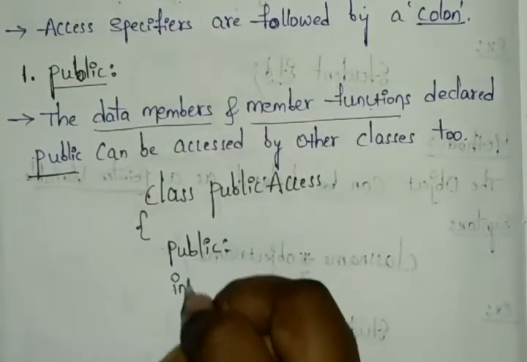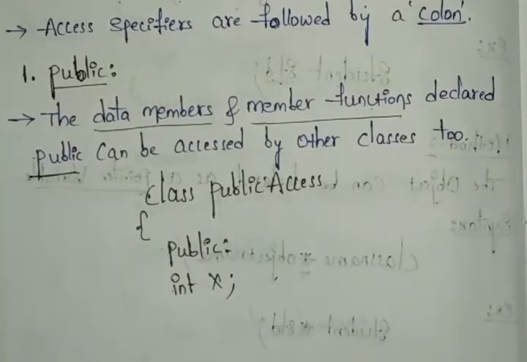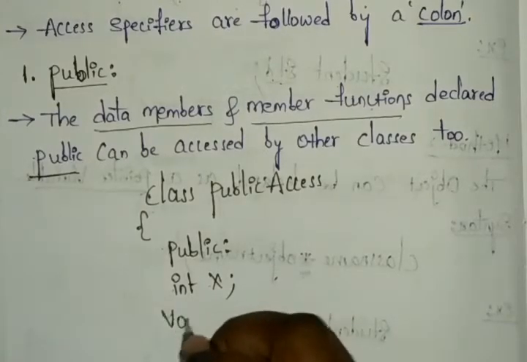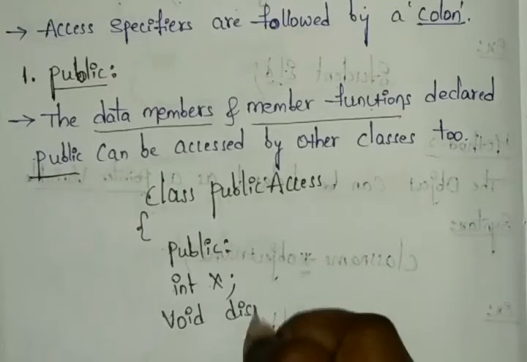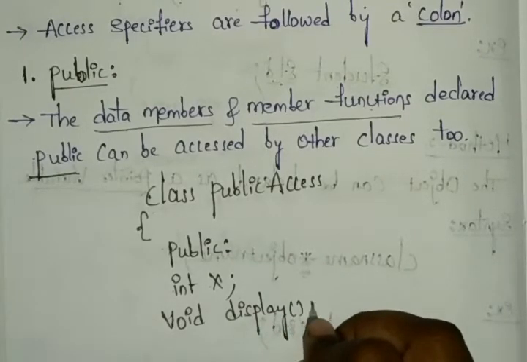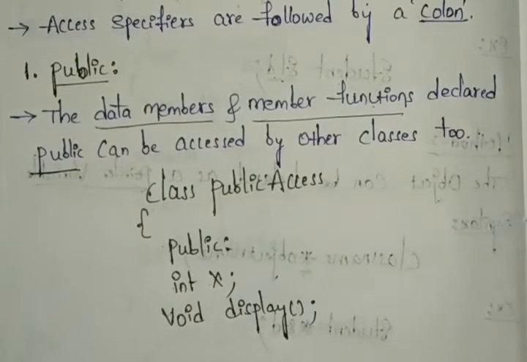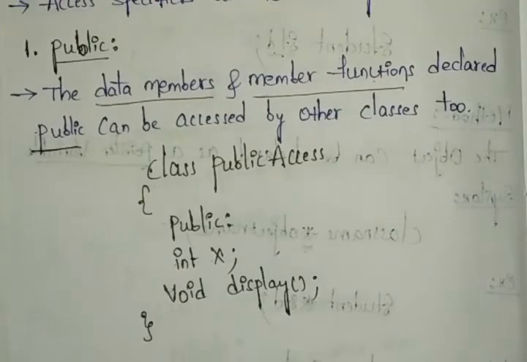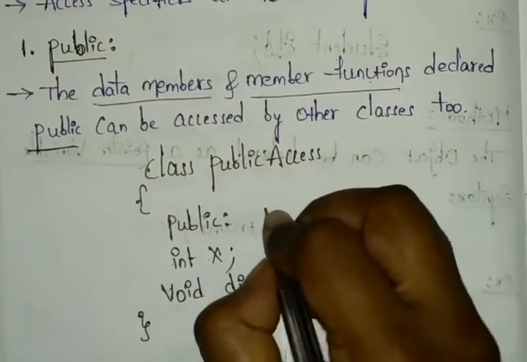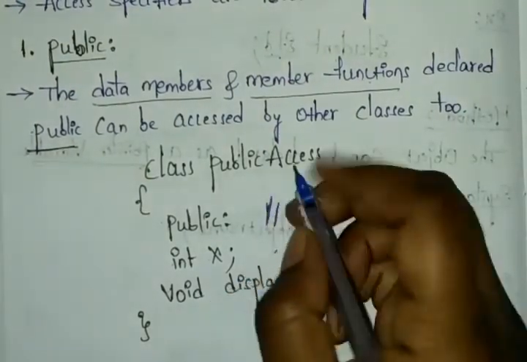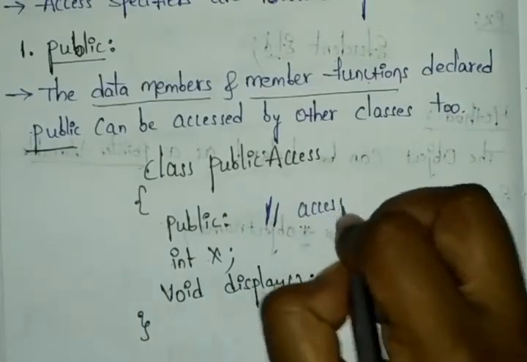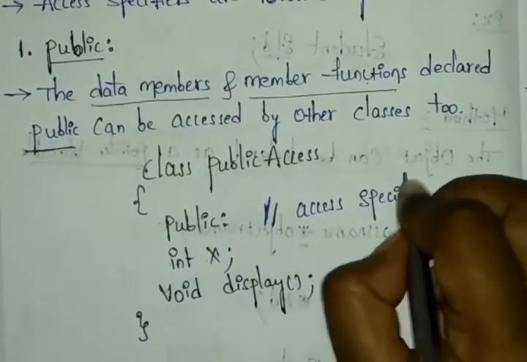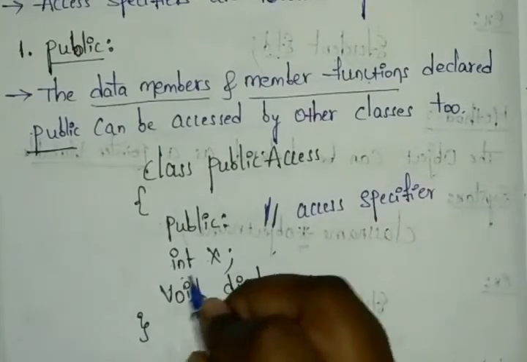After that, I am choosing one data type, integer, and next one variable, x, and next void display. Void display, sorry, return type with the function. After the completion of this, close the brace. So first here we have public, and that public is the access specifier. Which type of access specifier? Public access specifier.